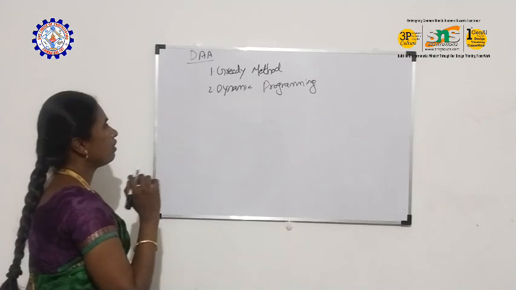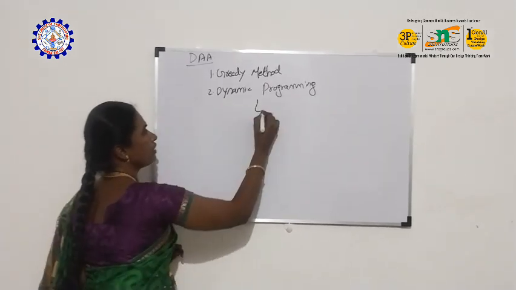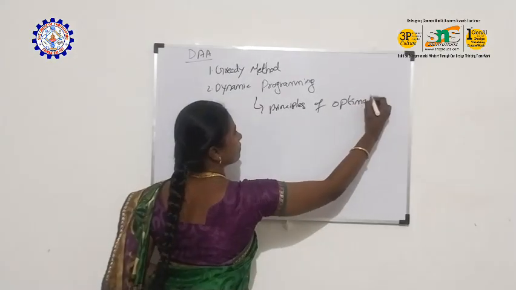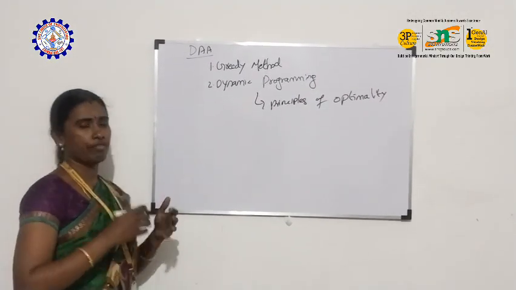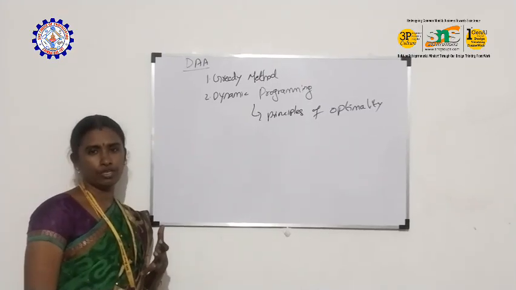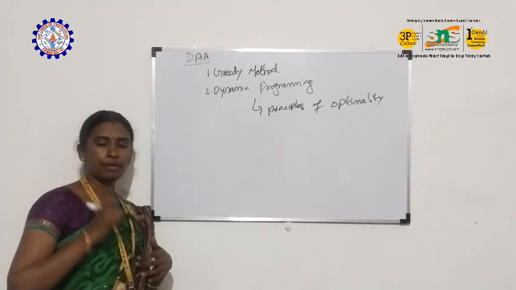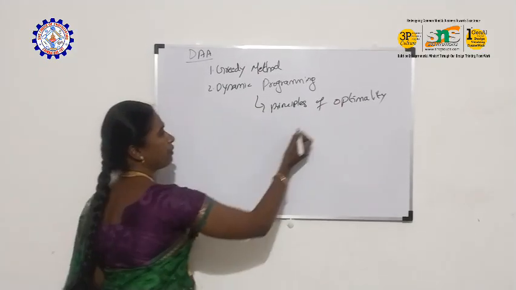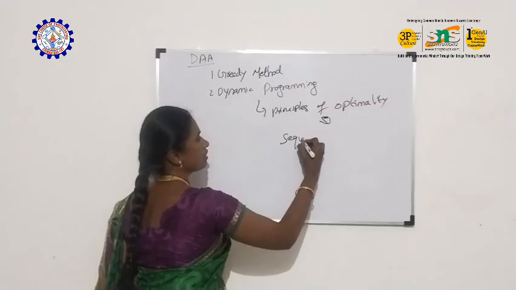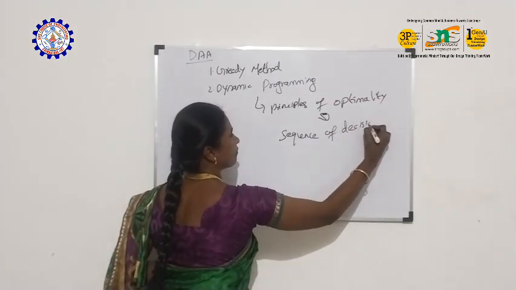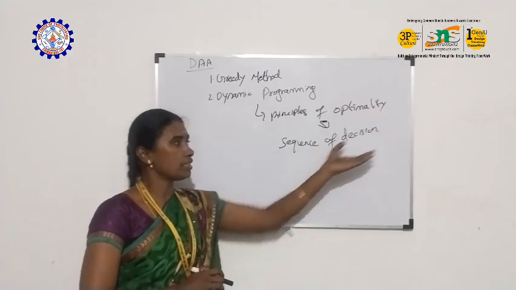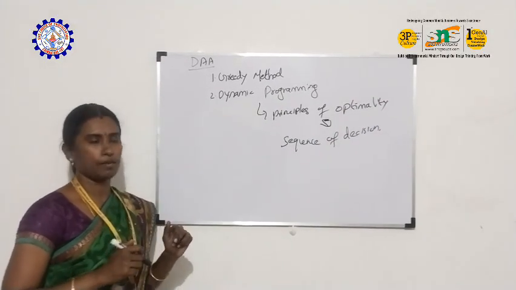Unlike that, in dynamic programming, we use a principle called the principle of optimality. For every problem there may be many solutions. Among the solutions, we pick only the feasible solutions. Among the feasible solutions, we pick only the one best solution. The principle of optimality means the problem is solved by a sequence of decisions. So in dynamic programming, we use this principle, which is a sequence of decisions stored in a table.